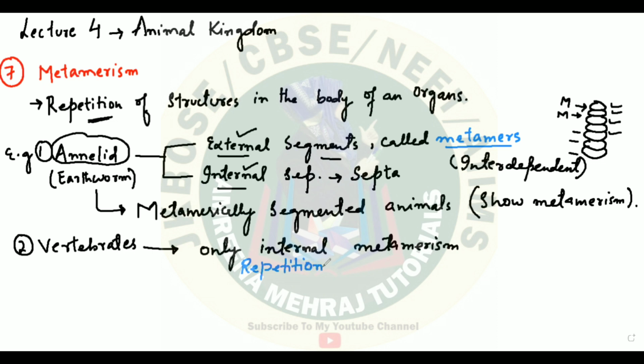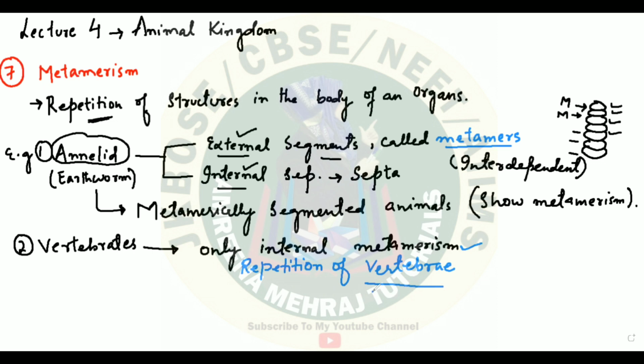We see the repetition of vertebrae. The bones which make your vertebral column are present in repetition. So that means internally our body also has a sort of metamerism, a sort of repetition of some structures, like the repetition of the bones of the vertebral column, which you call vertebrae.